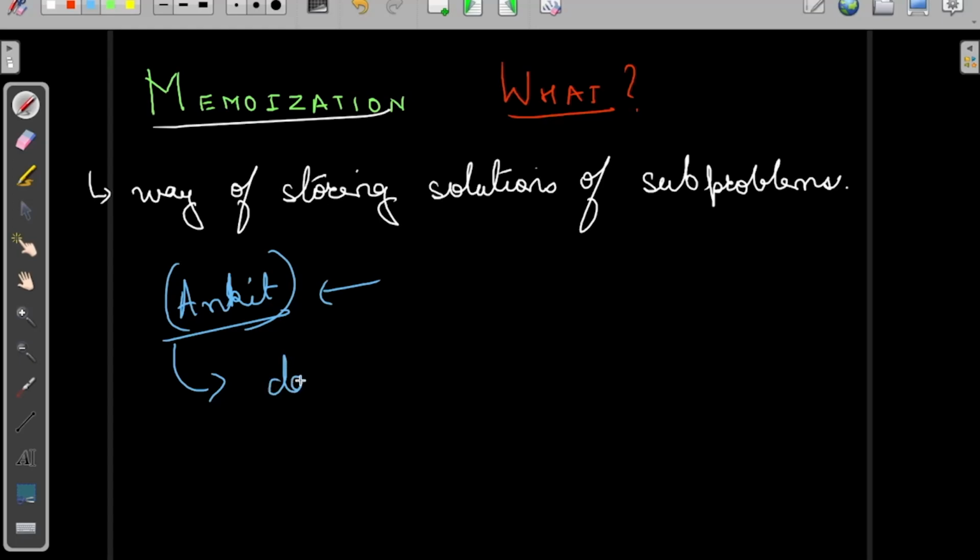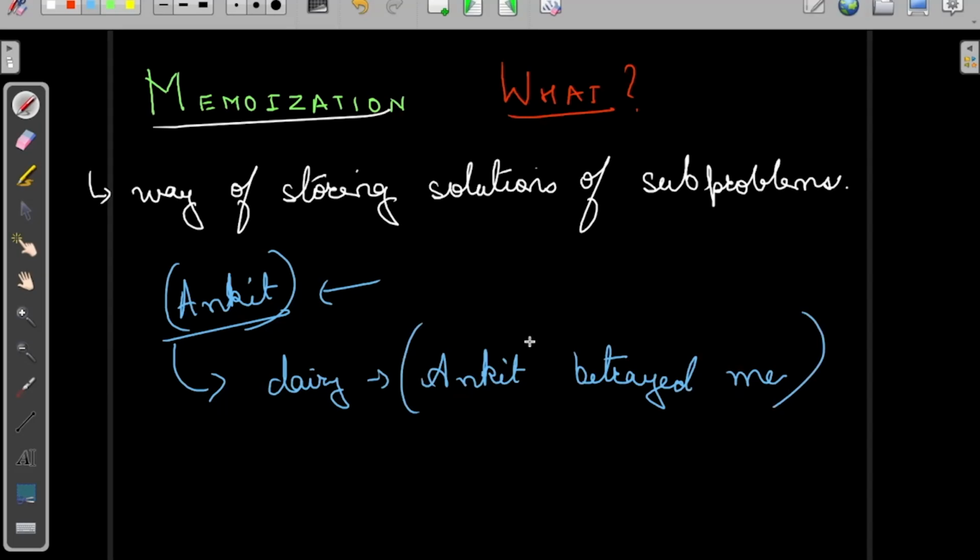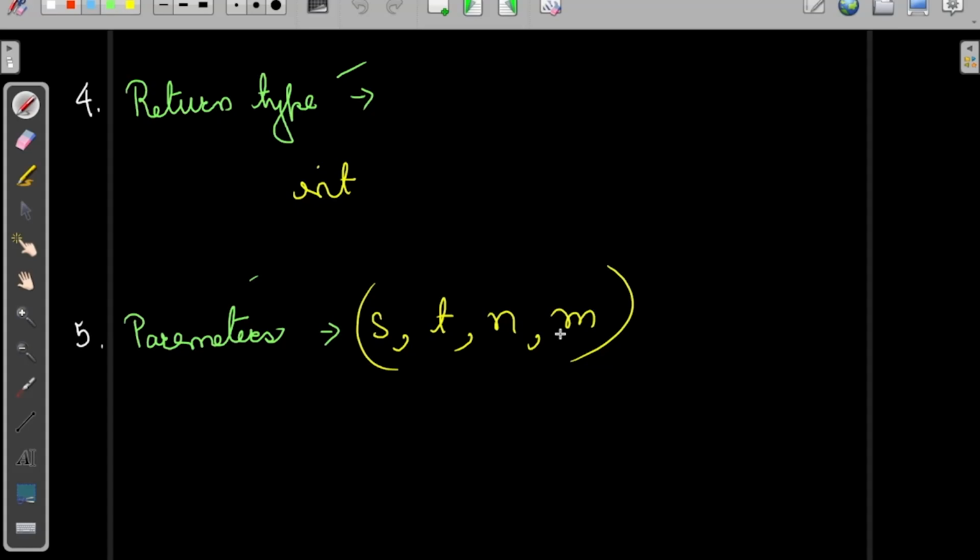So I would have a diary. I would write, Ankit betrayed me. And the next time when I start trusting a person, I would first check if that person has already betrayed me or not. In the same way, what we would do is we would store the answer of each solution, and then before computing the value, we would check if the value is already stored or not. If the value is already stored, we won't compute it. If the value is not stored, that means we need to compute it, and before returning, we would save the result.